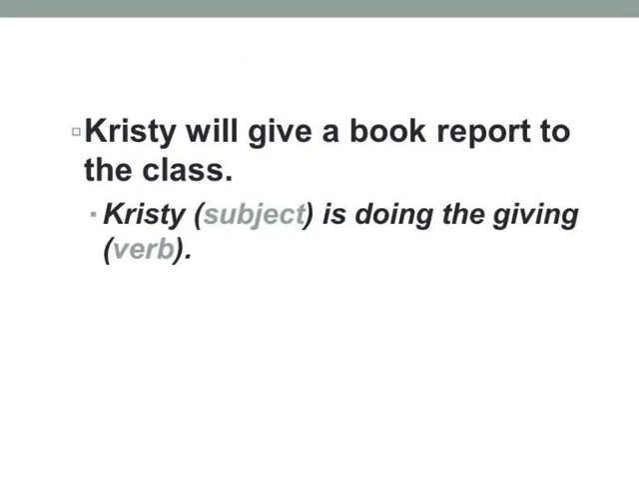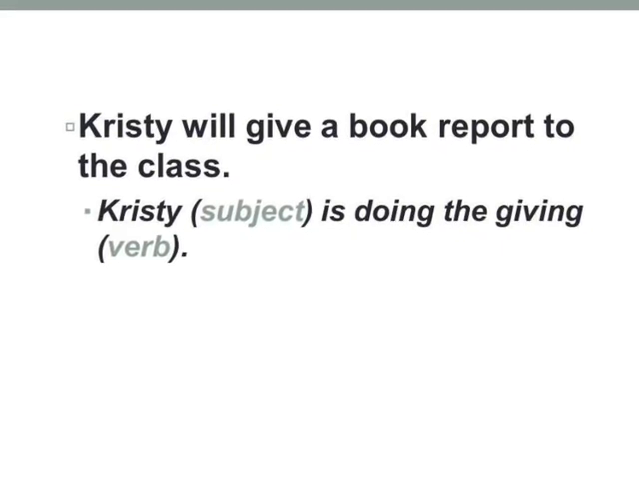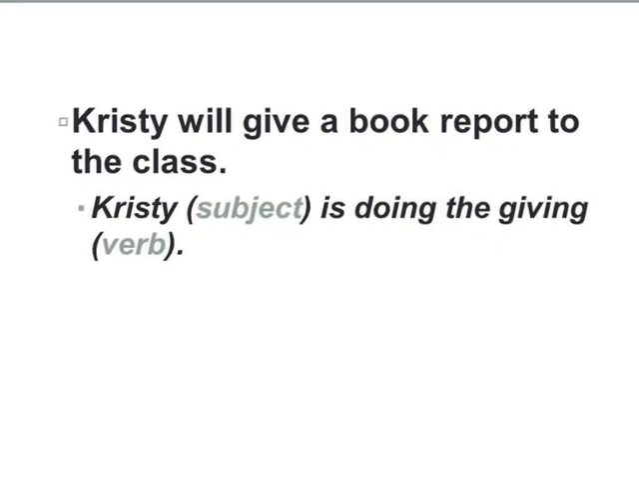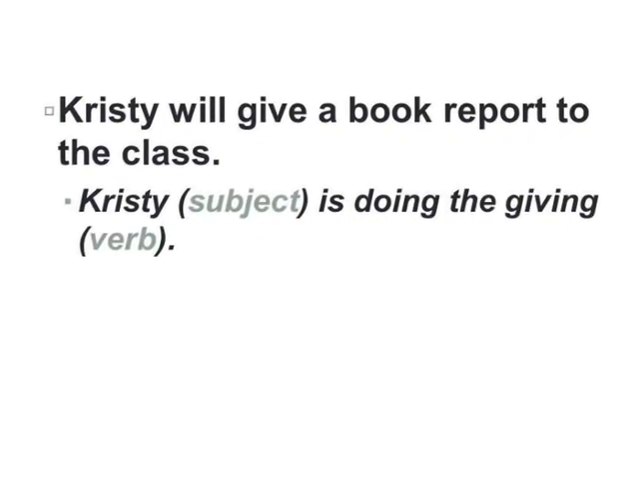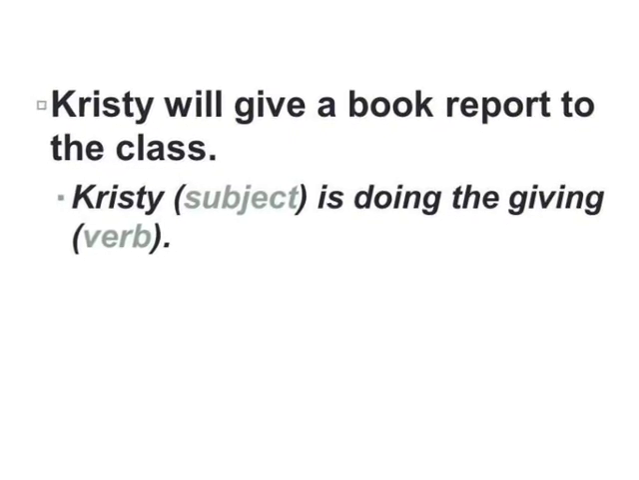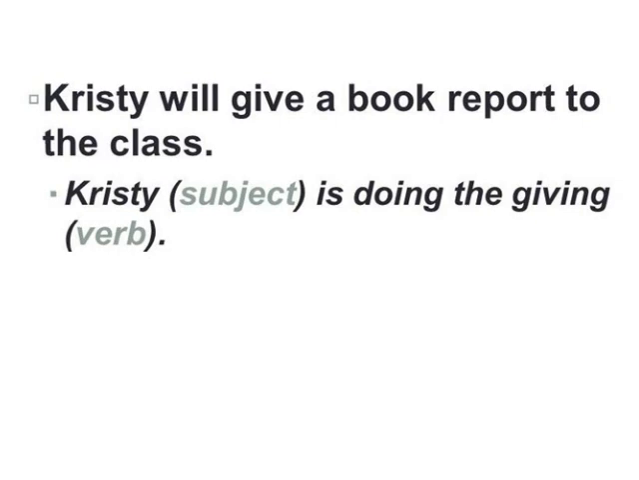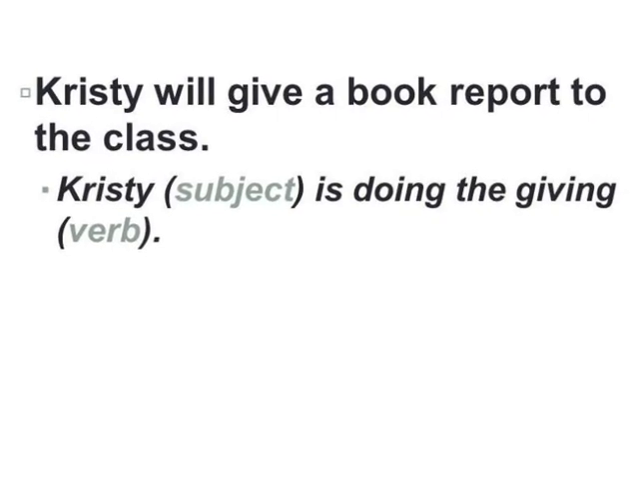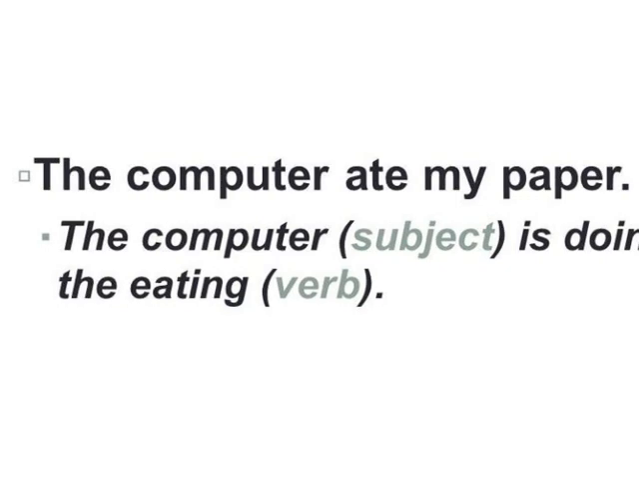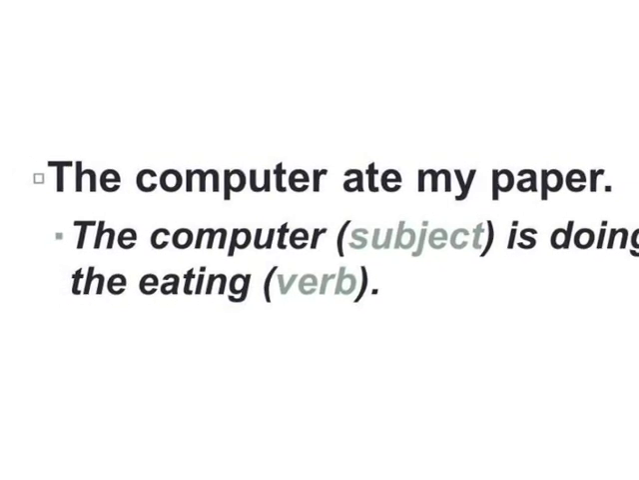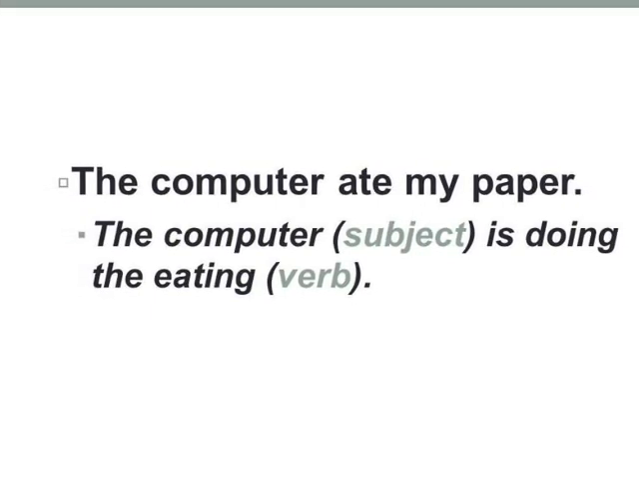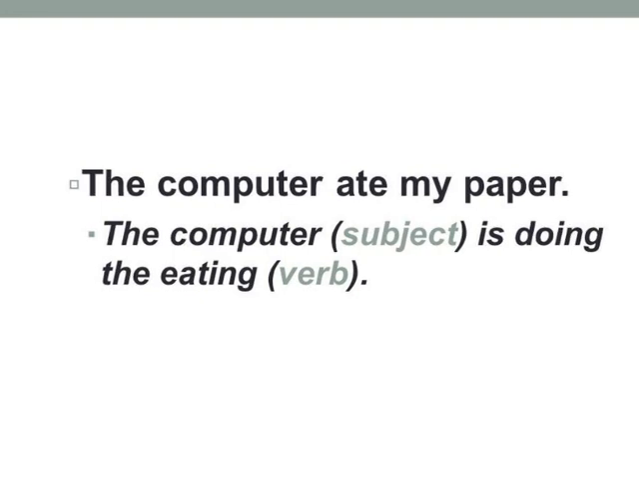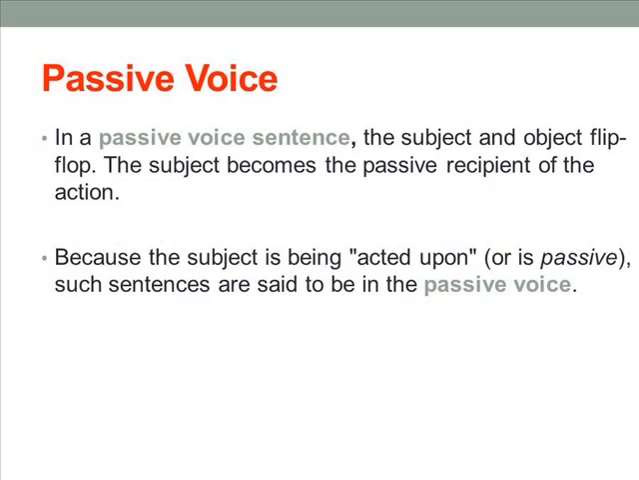Similarly, in the sentence, "Christy will give a book report to the class," Christy is the subject of the sentence, and she is the one who is giving a book report. The class isn't giving the report, nor is the book doing any giving. So this is considered an active voice sentence. The subject, Christy, is the one completing the action, giving. And the newest excuse students use: "The computer ate my paper," rather than the dog. The computer is the one doing the eating, so it is the subject completing the action, and again, it's the active voice.